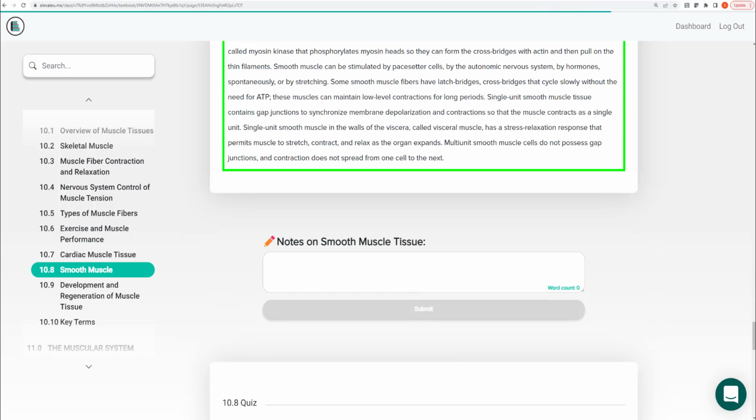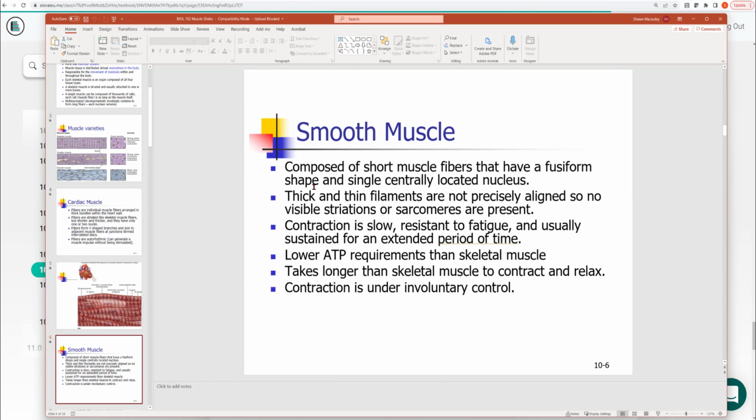So that is the end of smooth muscle. And going to those slides, again, back to smooth muscle, I'm telling you just a couple things here. I've already said it. Short muscle fibers, fusiform, or cigar-shaped cells, one centrally located nucleus. Thin and thick filaments, the actin and myosin are there, but not aligned so that you see the striations. Contractions are slow. This muscle is resistant to fatigue.